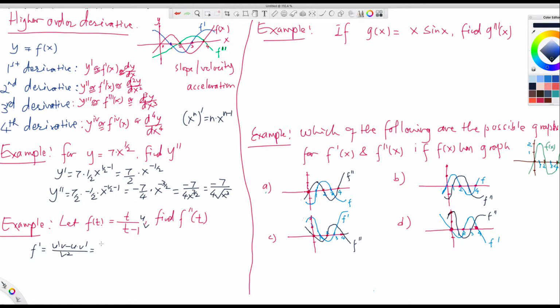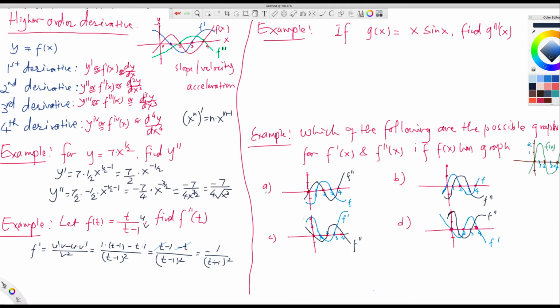So how does that look? It will be u prime, which is 1, times v, which is t minus 1, minus u, which is t, times v prime. The derivative of t minus 1 is just 1, right? Divided by t minus 1 squared. Let us simplify, because you need to find another derivative for this one. So it is t minus 1 times 1, which is t minus 1, minus t, divided by t minus 1 squared. If you cancel out the positive t and negative t, what is left is negative 1 over t minus 1 squared.